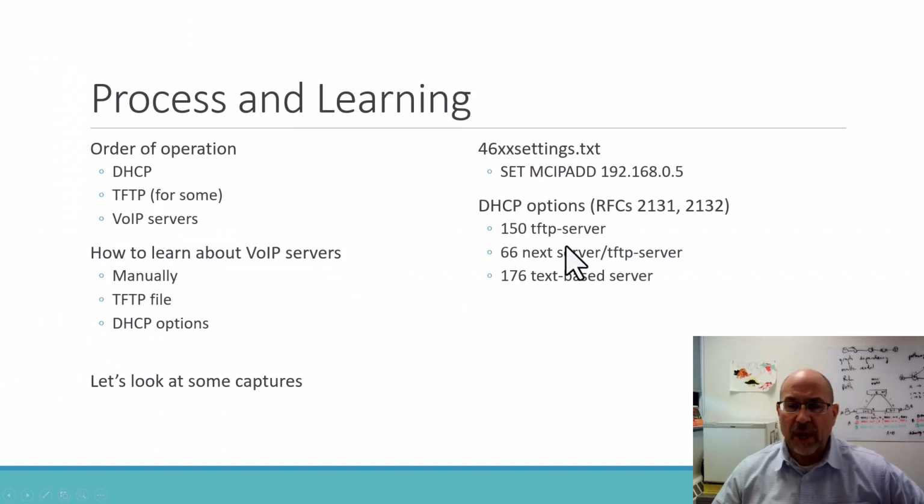Now, as we saw with option 176, we can put things like this or the TFTP server in a text string, or you could say, here's your TFTP server, go out and get the settings, or you could say, I'm going to just check the TFTP server for updates, and then I'll get information from my call server on the configuration for the VoIP network.